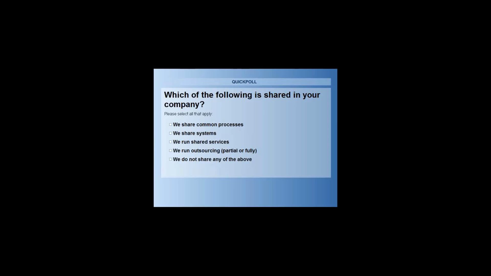So coming up on your screens now, poll question number 3. Which of the following is shared in your company? Please tick all that apply. We share common processes, we share systems, we run a shared services organisation, we run outsourcing either partially or in full, or we do not share any of the above.